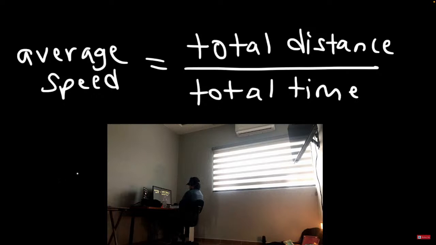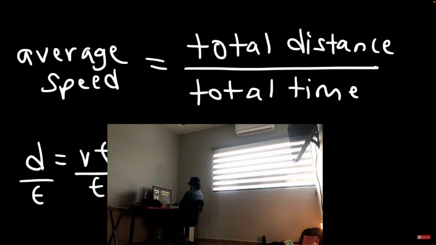Now, if you think about this formula, d is equal to vt. V can be described as the speed or the velocity. So if you divide both sides by t, you could cancel this on the right side. You'll see that v, which is the average speed in this case, is equal to d over t. So average speed v is equal to the total distance d divided by the total time t.